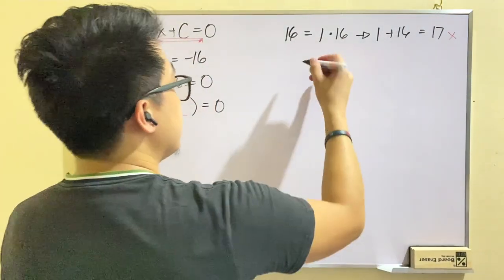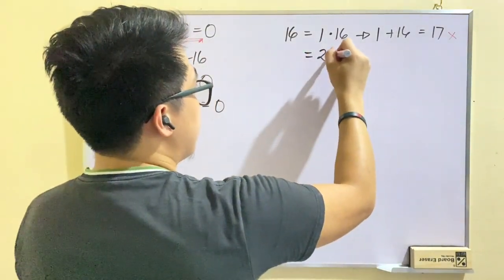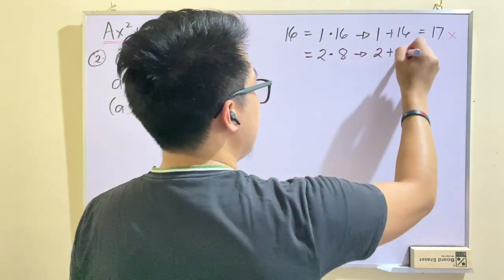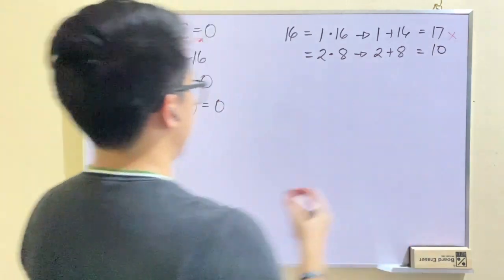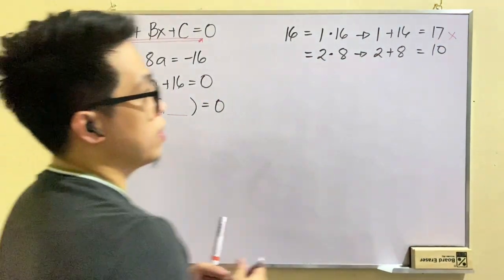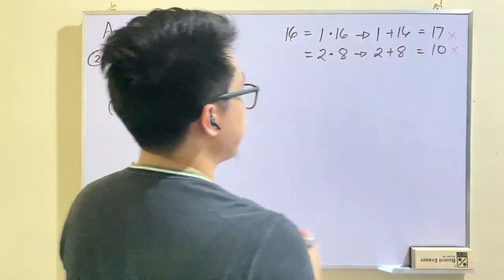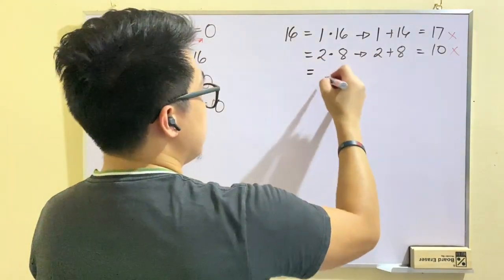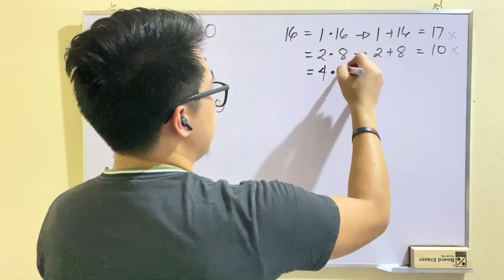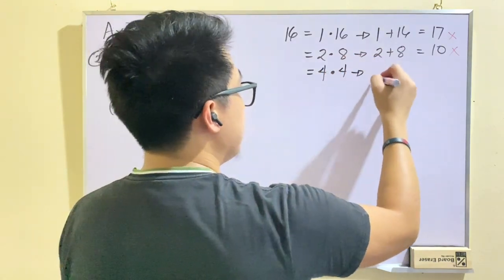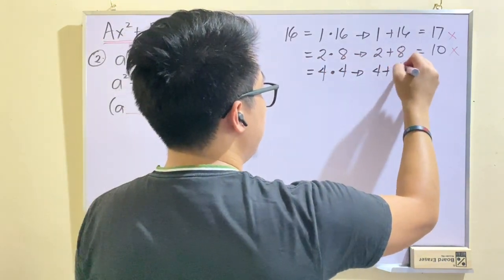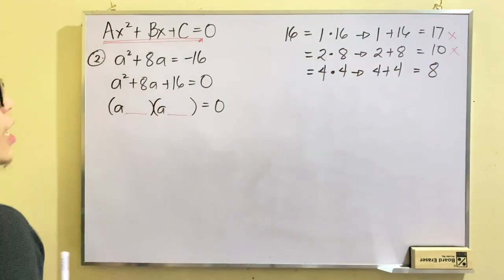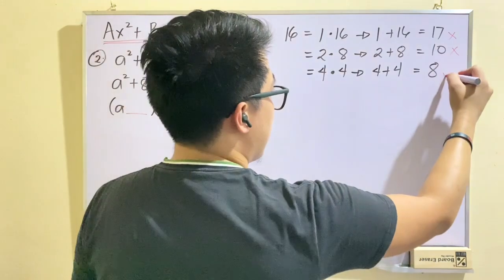Next, factor ni 16. 2 times 8. So, kapag pinag-plus, 2 plus 8 is 10. So, hindi pa rin siya yung nakakapag-satisfy nung kailangan natin. Ano pa ang factor ni 16? 16 is equal to 4 times 4. Kapag pinag-plus, 4 plus 4 is equal to 8. So, tama na. Siya yung ating hinahanap.